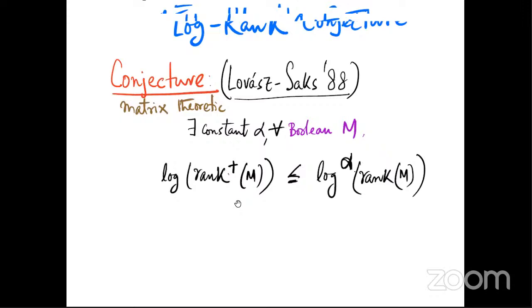In other words, at the log scale, if you take the log of both sides, the log of the non-negative rank can at most be polynomially large in the log of the ordinary rank. And this conjecture has been wide open. We don't know how to prove or disprove this.